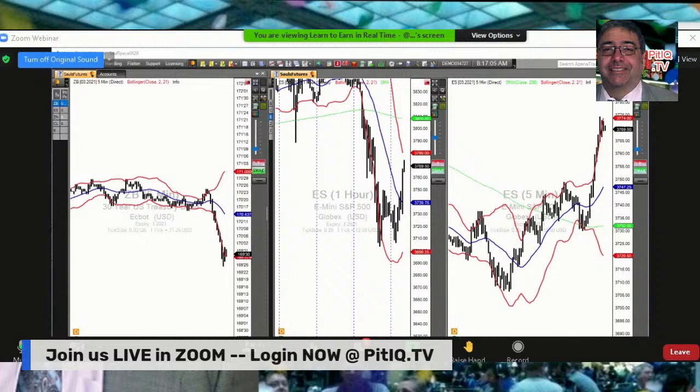The S&P 500 E-mini. It is an index future. You can trade it on the upside or the downside, so you can make money on the long side or the short side.